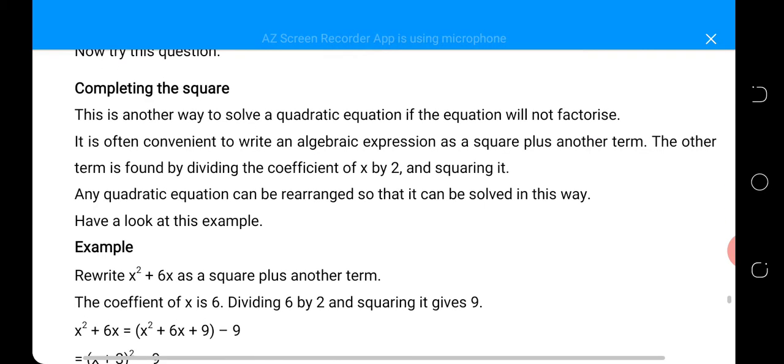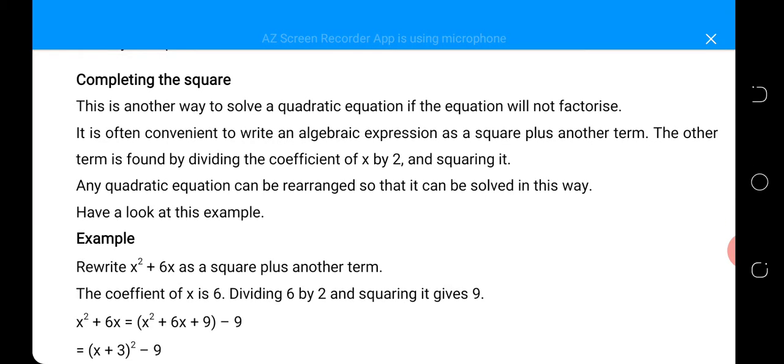Let's look at another method of solving quadratic equations, which is called the completing the square method. This is another way to solve a quadratic equation if the equation will not factorize. It is often convenient to write an algebraic expression as a square plus another term.